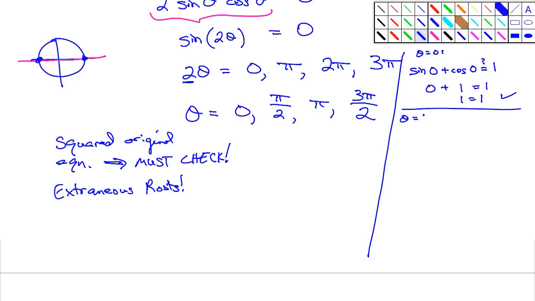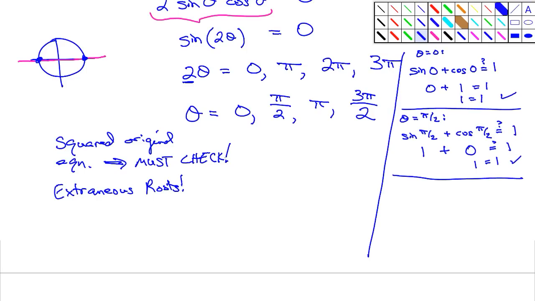For theta equals pi over 2, we would have sine of pi over 2 plus cosine of pi over 2 might be equal to 1. Well, the sine of pi over 2 is 1. The cosine of pi over 2 is 0. And 1 plus 0 is 1. That's equal to 1. That one checks out as well. So far, so good. Next, let's check when theta is equal to pi.